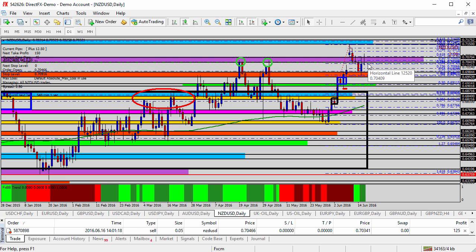I'm currently sitting about 12 pips of profit from the sell near the 70.45 level, but I still think this could be an opportunity on any bumps into the 7,040 or so level. 7,040, 45, the higher it gets, the better the risk reward will be for your trading.